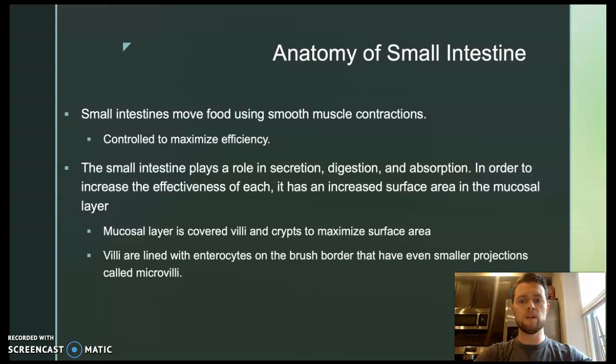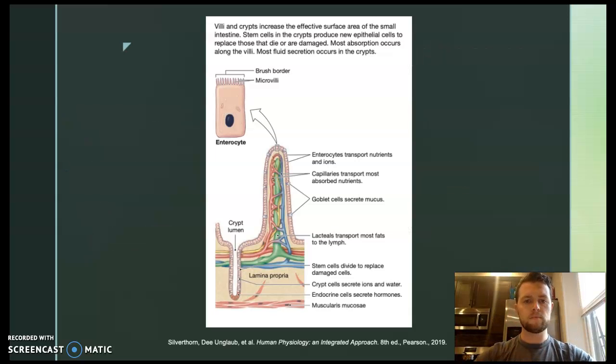And furthermore, the villi are lined with enterocytes on the brush border that have even smaller projections on the enterocytes called microvilli. And this picture displays the villi and the crypts that increase the surface area, as well as the brush border that's created by the microvilli on the enterocytes lining the small intestine.